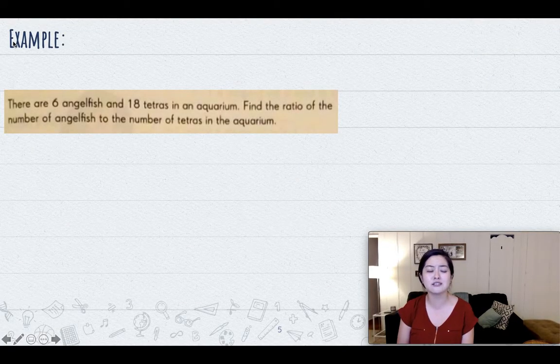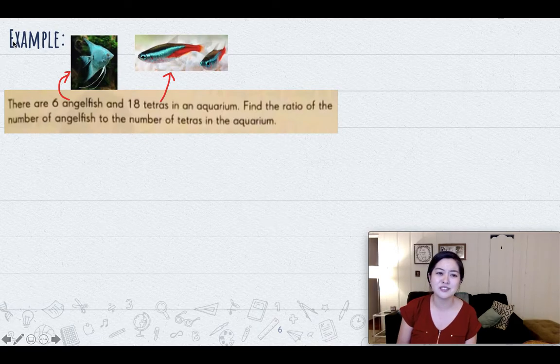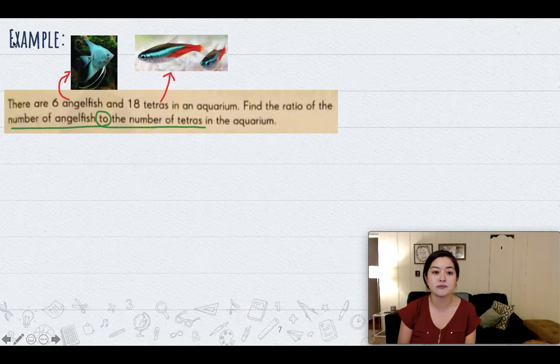So let's look at this problem. It says that there are 6 angelfish and 18 tetras in an aquarium. I didn't know what a tetra was, so I had to look it up. That's what an angelfish is, and those are tetras. The question continues, find the ratio of the number of angelfish to the number of tetras in the aquarium.